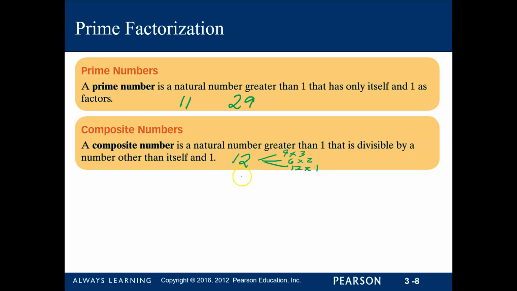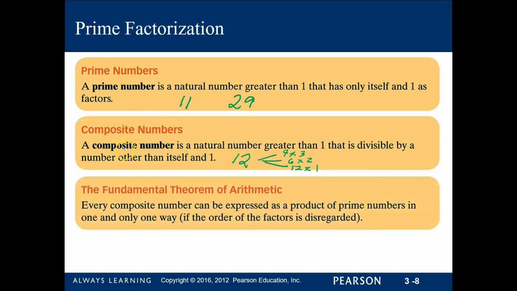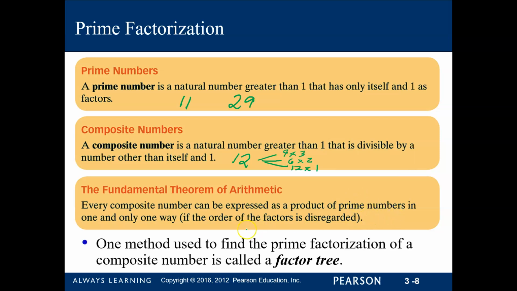So, that makes it a composite number. Right? So, when we talk about the fundamental theorem of arithmetic, it means that any composite number could be expressed as a product of prime numbers. And that process is what we call the prime factorization. Okay? Now, I'm pretty sure you've learned in middle school or probably elementary some ways of doing prime factorization.